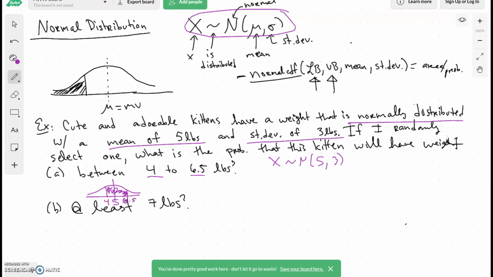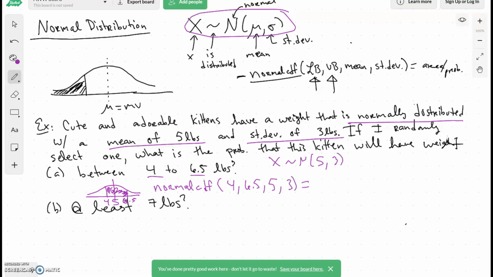So what are we going to use? We're going to use normal CDF. What is my lower bound? My lower bound is just 4. What is my upper bound? My upper bound is 6.5. What is my mean? My mean in this case is going to be 5. What is my standard deviation? It's going to be 3.